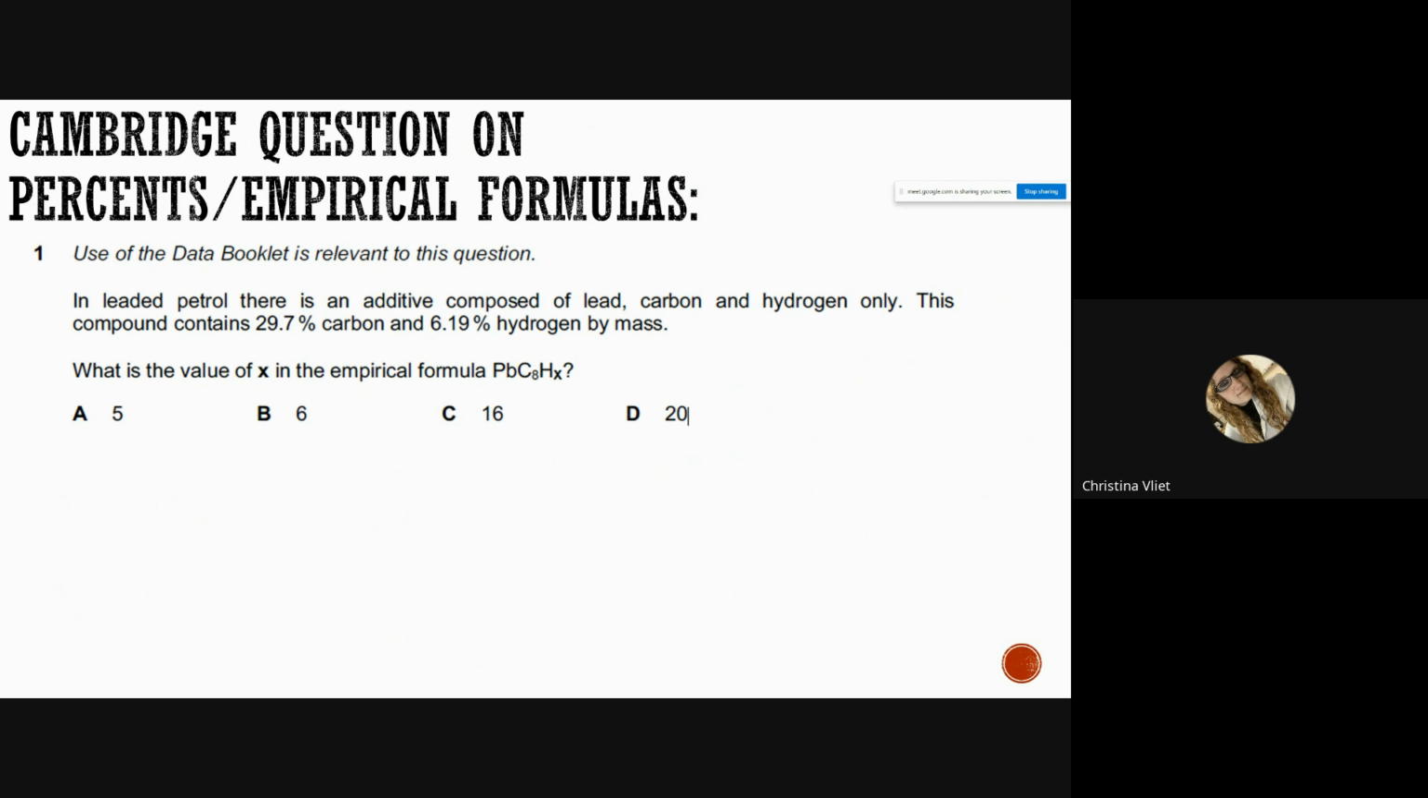Remember, there are steps. If there are 3 elements and you've only been given 2 percentages, what would you do to find the missing percent? Subtract. Subtract these from 100. So to find the percentage of lead, you would do 100 minus 29.7 minus 6.19. So you should probably start there to find what is your percentage of lead. I'm giving you that as a heads up to help you get started. So 64.11. All right, see if you can figure it out.